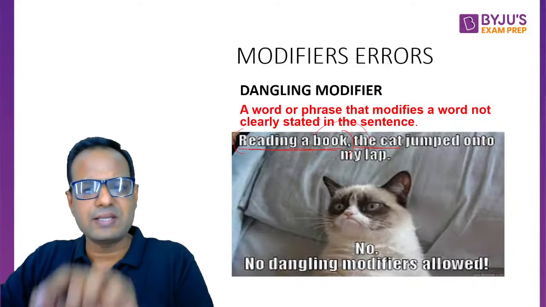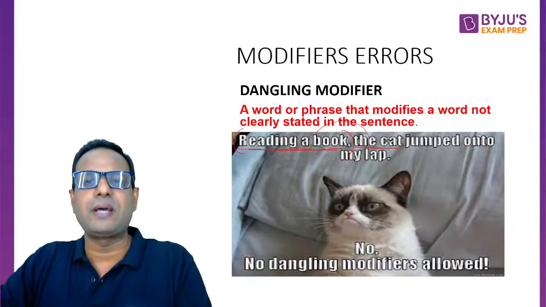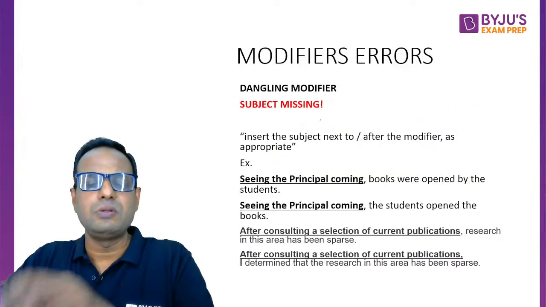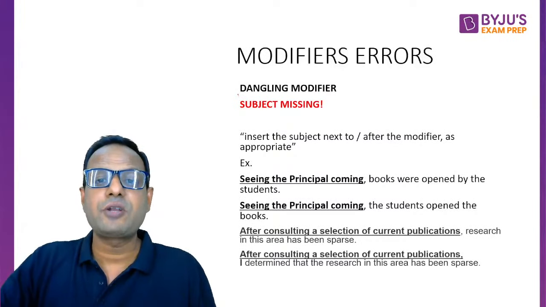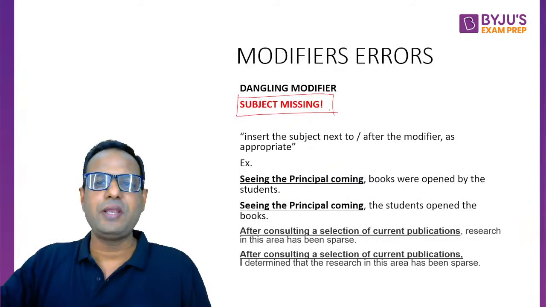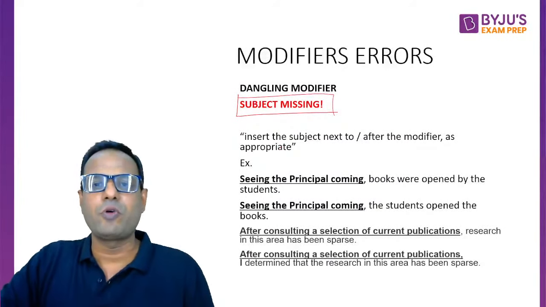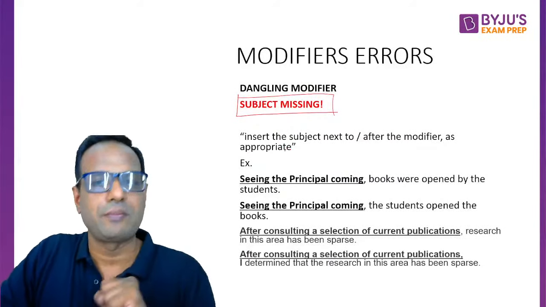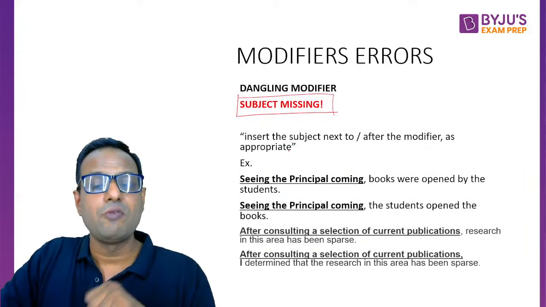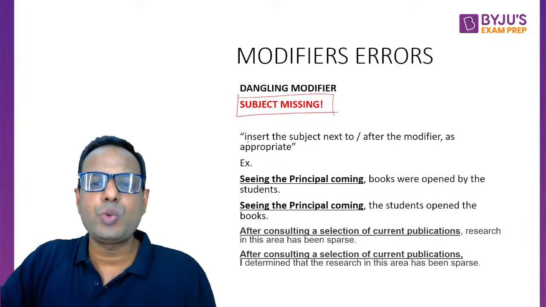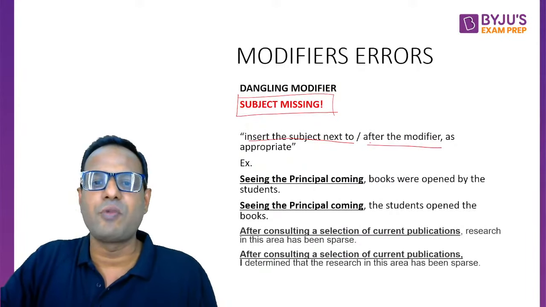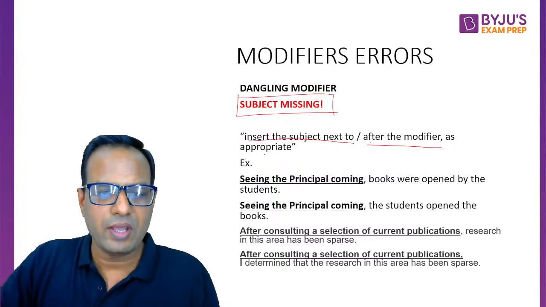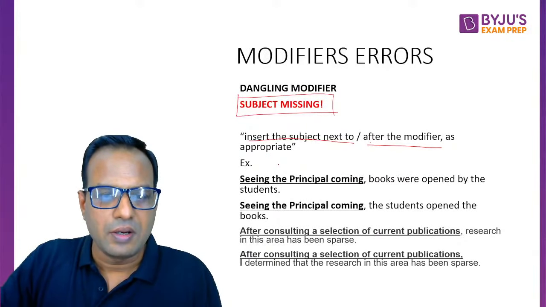All right, let us understand with the help of some examples how the errors crop up in dangling modifiers. Okay, subject missing. This is one technique which you must keep in mind, right? In a dangling modifier problem, what happens? The subject is missing. Okay, and what is the idea? The idea is to insert the subject next to or after the modifier. Okay, all right.